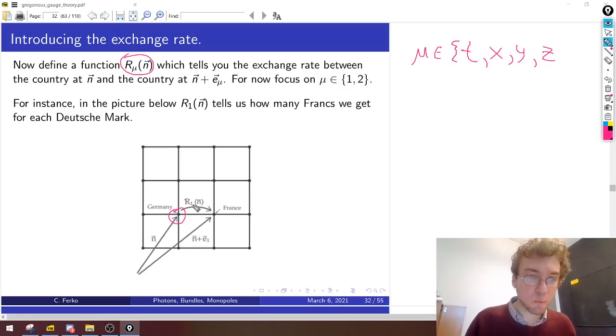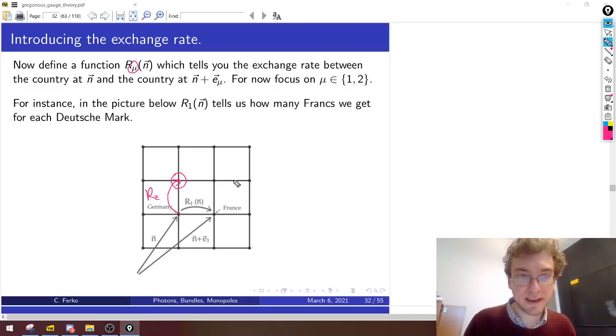So for instance, r sub 1 at n is the number of francs we get per Deutsche Mark, because 1 is the unit vector pointing to the right. Similarly, r sub 2 at this point n would tell me how many units of the currency at this point up here I get per unit of currency in Germany. So the two indices just tell me which direction I'm walking in, and the number that is output tells you the number of units of currency at that end point you get in terms of currency at the start point. So that's our exchange rate function, this r.